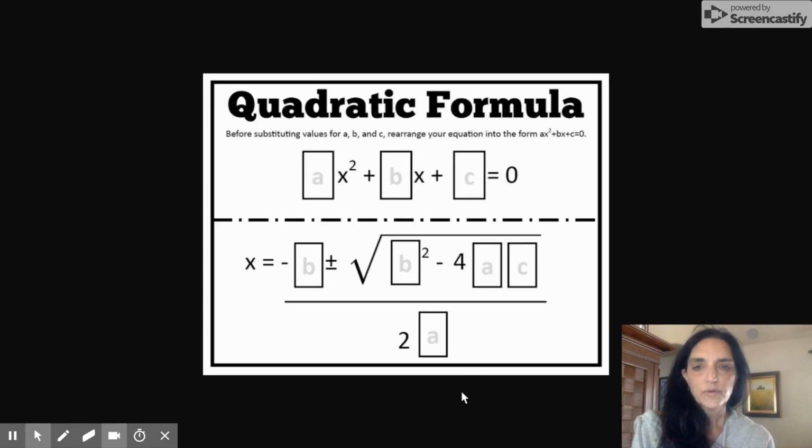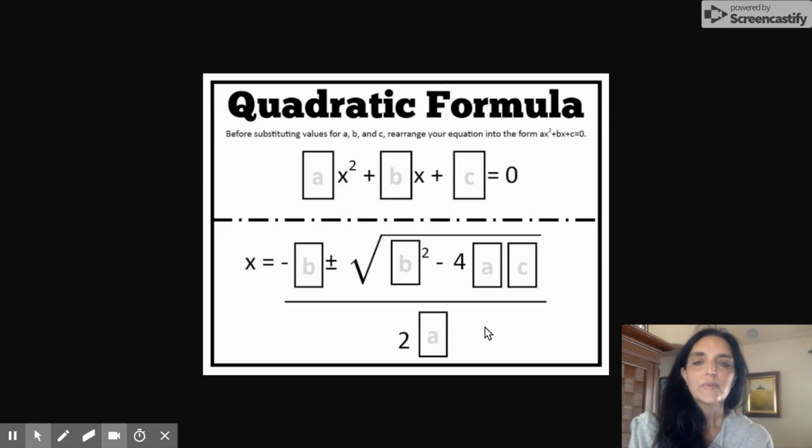For those of you who don't know, the quadratic formula is this equation down here at the bottom. It's x is equal to negative b plus or minus the square root of b squared minus 4 times a times c, and all of that's divided by 2a. And I know that looks a little scary, but it's really not too bad.